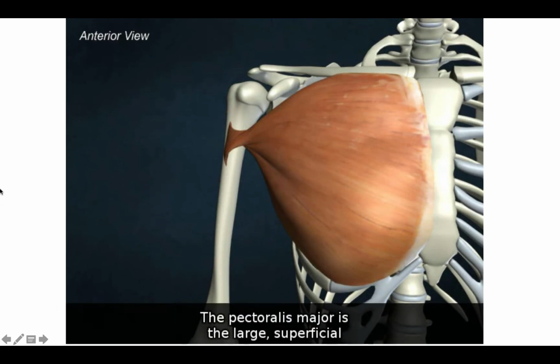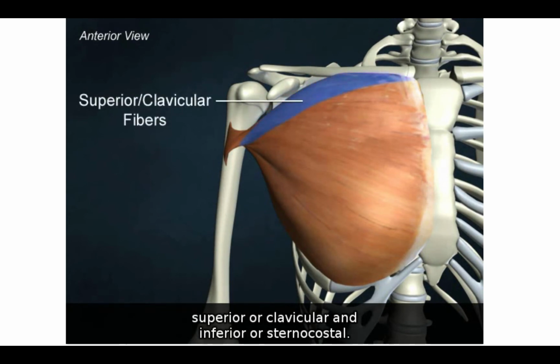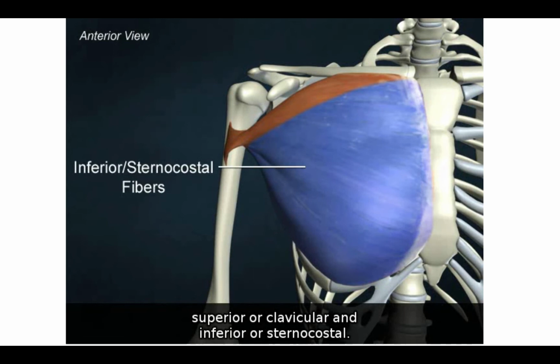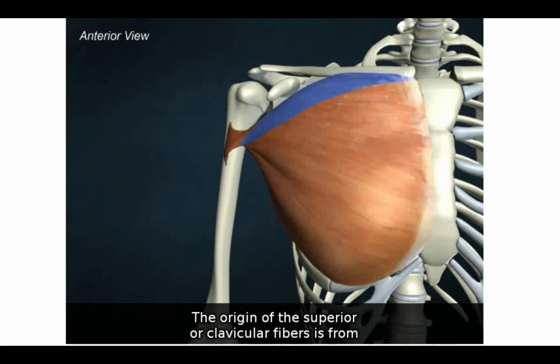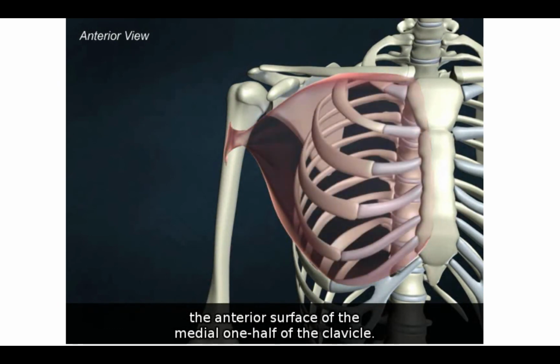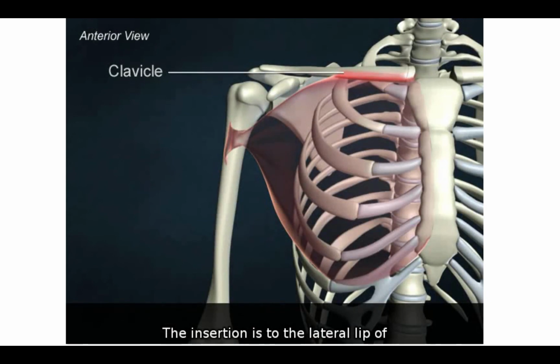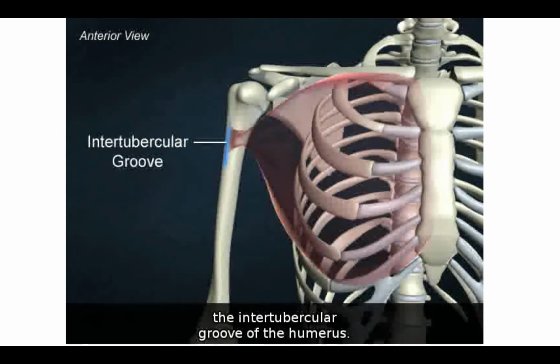The Pectoralis Major is the large superficial muscle of the arm located in the anterior thorax. It may be separated into two groups of fibers, superior or clavicular, and inferior or sternocostal. The origin of the superior or clavicular fibers is from the anterior surface of the medial 1/2 of the clavicle. The insertion is to the lateral lip of the intertubercular groove of the humerus.